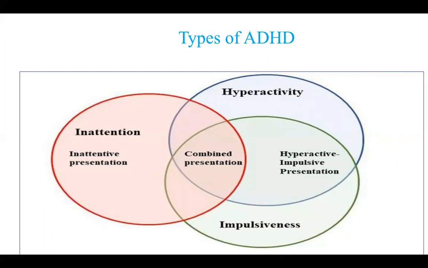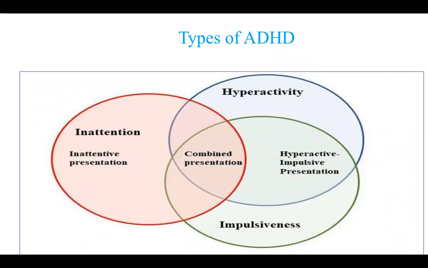One is the hyperactive type, the hyperactive and impulsive type. So HI, ADHD-HI as it's known. In this, the hyperactivity as well as impulsivity is very prominent. And this is very commonly seen in the preschooler age group. By preschoolers, I mean children aged 4 to 6 years.